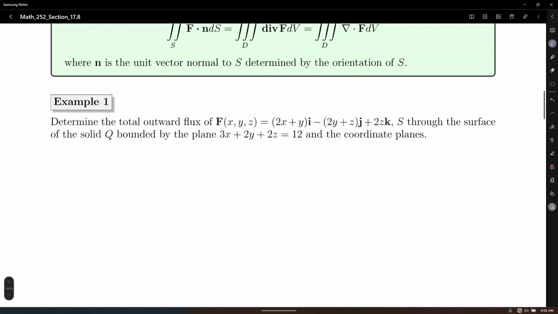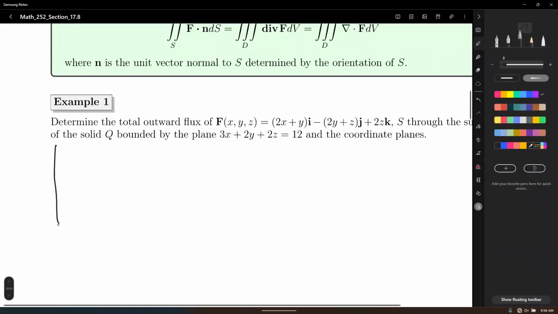Let's graph the plane. Okay, intercepts. So the x-intercept, make y and z equal to 0. 12 divided by 3, that equals 4. All right? The y-intercept, make x and z equal to 0. 12 over 2, that equals 6. Get the z-intercept, make x and y equal to 0. 12 over 2, that's another 6.